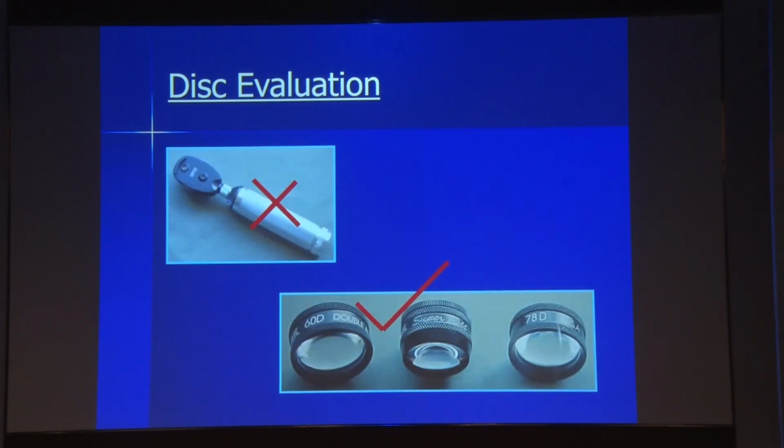So now, whenever you are trying to do a disc evaluation, this is the right way to do with either a 70D or a 90D lens or a 60D lens. Indirect disc evaluation is the way to go and not the direct ophthalmoscopy, because it doesn't afford the stereoscopic view with the direct ophthalmoscope.